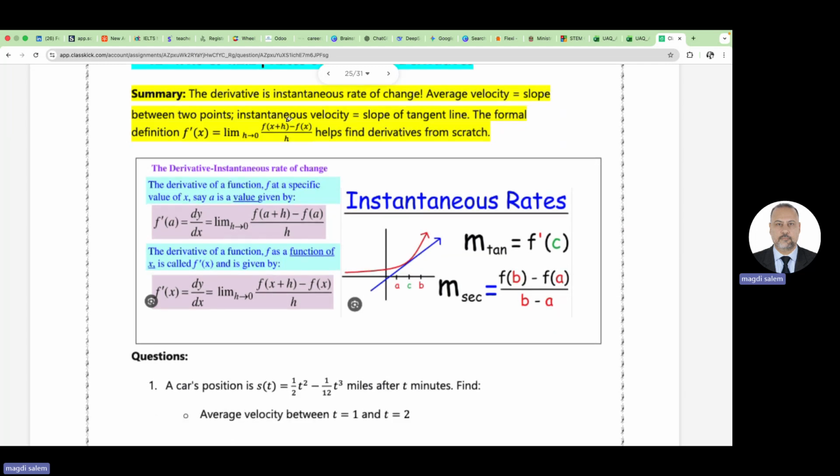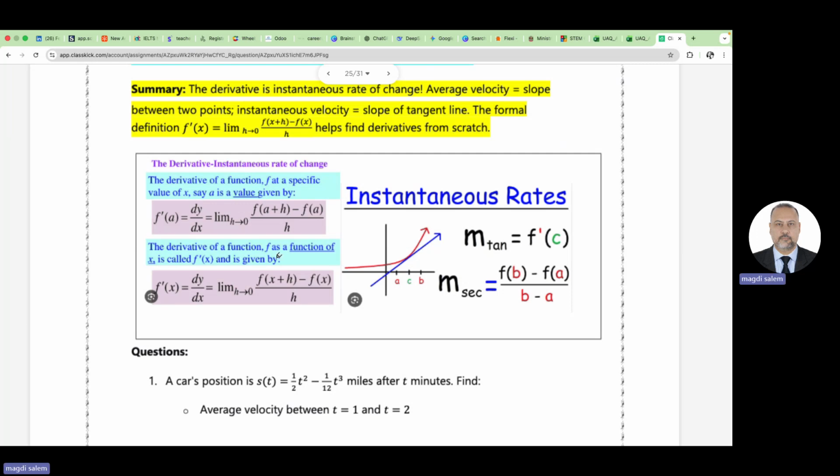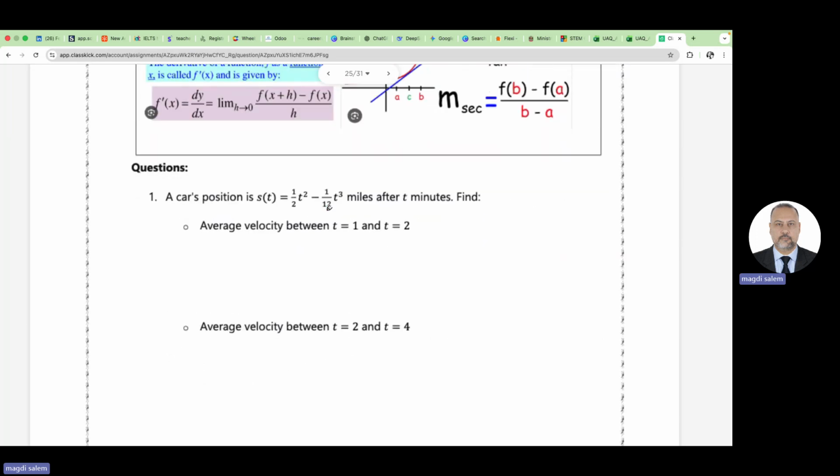In this topic, we have the formula of the definition of the derivative, which is f derivative equal limit as h approaches 0, f(x plus h) minus f(x) over h. And we have also the average velocity formula and an instantaneous velocity formula. So let's start taking the first question here.